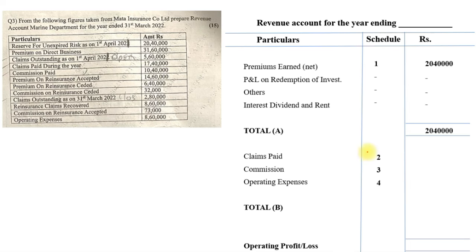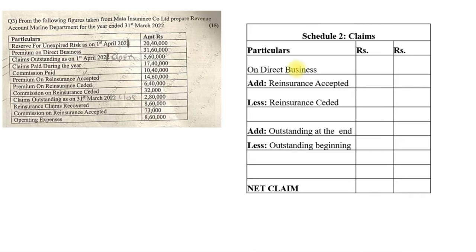Second is claim paid. This is under schedule 2. So let us first make schedule 2. Schedule 2: claim on direct business, add reinsurance accepted, less reinsurance ceded, add outstanding at the end, less outstanding at the beginning. This is the format of schedule number 2.